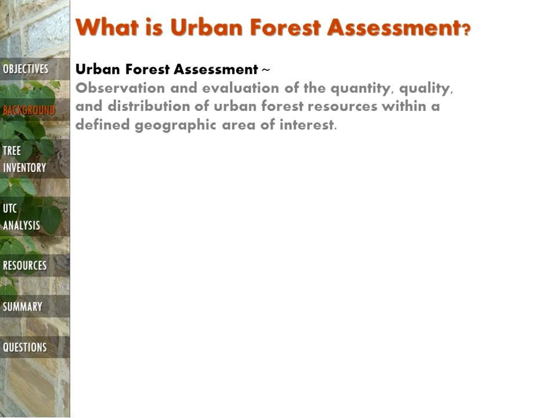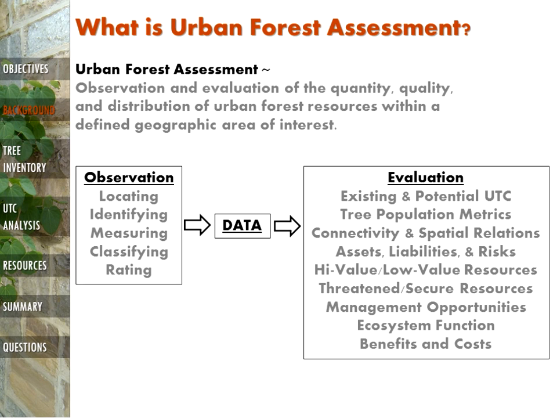Let's break down this definition a little further and look schematically at the two key pieces of it, the observation and the evaluation. Observation is simply the process of collecting data. As we'll learn in a few minutes, collecting data about the urban forest resource can either be done directly, with your boots on the ground in the field, or through remote sensing, that is, taking aerial photographs or satellite imagery of the urban forest resource.